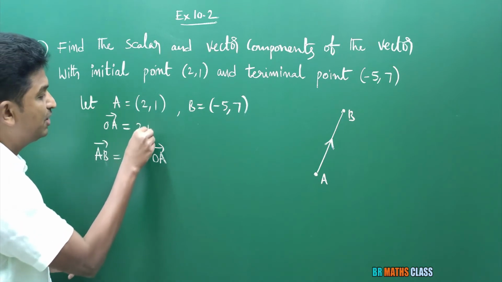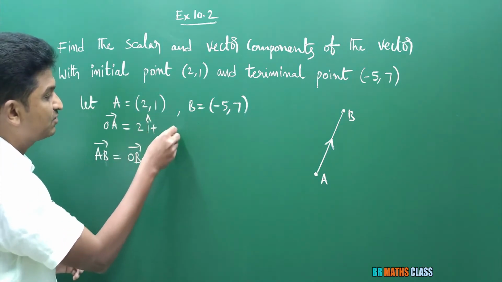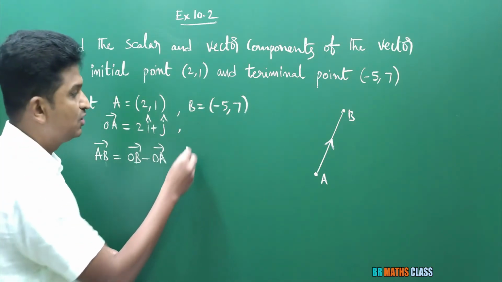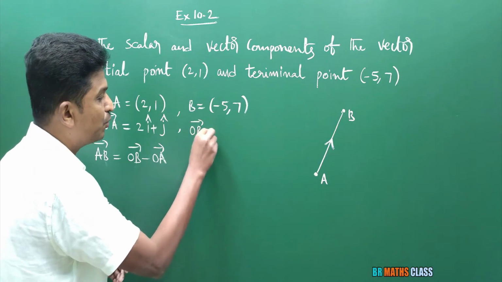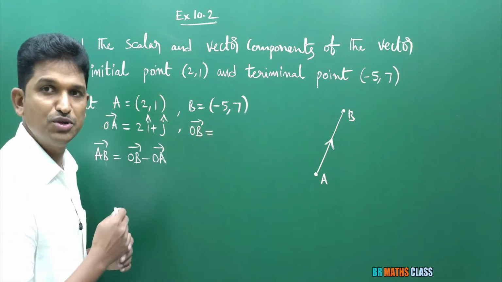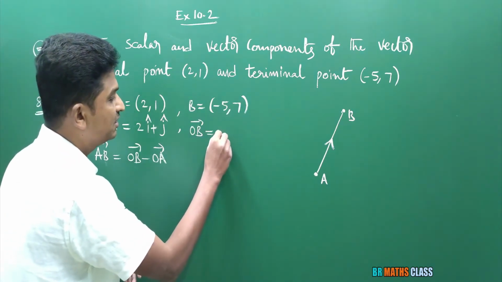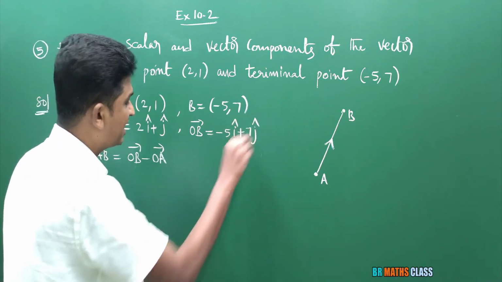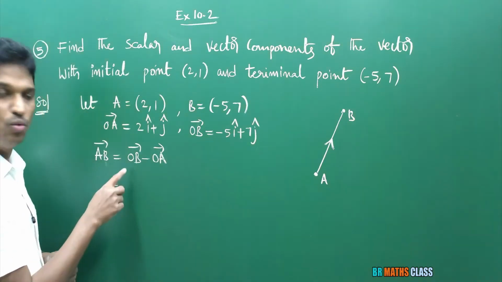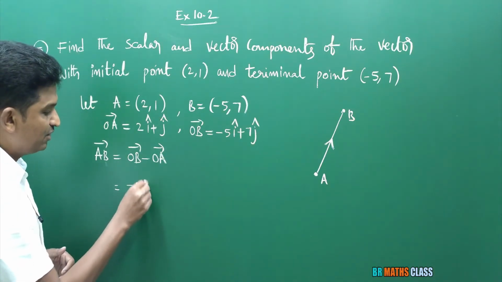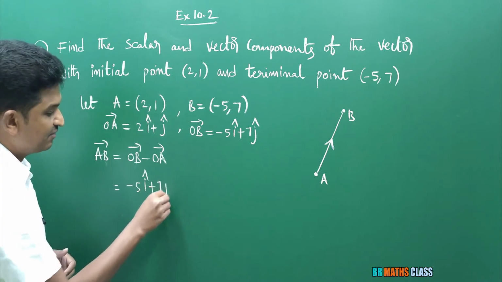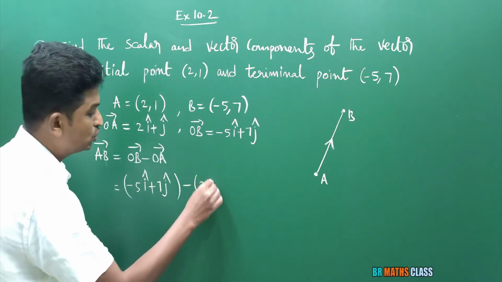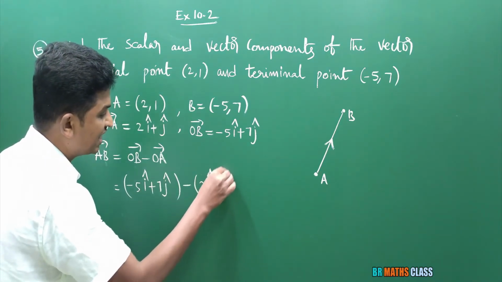What is OA bar? OA bar is 2 I cap plus 1 j cap, which is same as 2 I cap plus j cap. Okay, and as they given point B, you can write OB bar. Every point can be expressed in terms of its position vector. This is point B now. So OB bar can be written as minus 5 I cap plus 7 j cap. Okay, AB bar is OB bar minus OA bar. OB bar is minus 5 I cap plus 7 j cap minus of OA bar. What is OA bar? 2 I cap plus j cap.